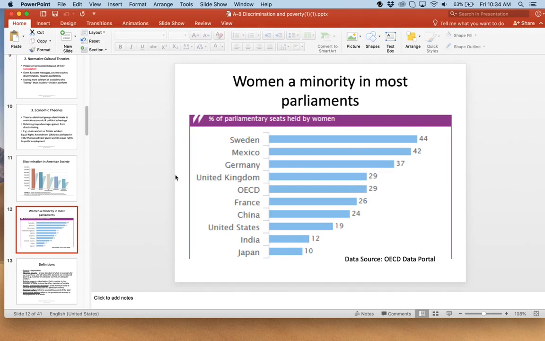These are countries where women, for example in Sweden, constitute 44% of the parliamentarians. In Mexico, 42%. Look at the United States. Only 19% of women are in Congress. Perhaps, yes, last year it changed a little bit, but you can see that less than 20% of representatives are women. That's a problem, particularly in political representation.